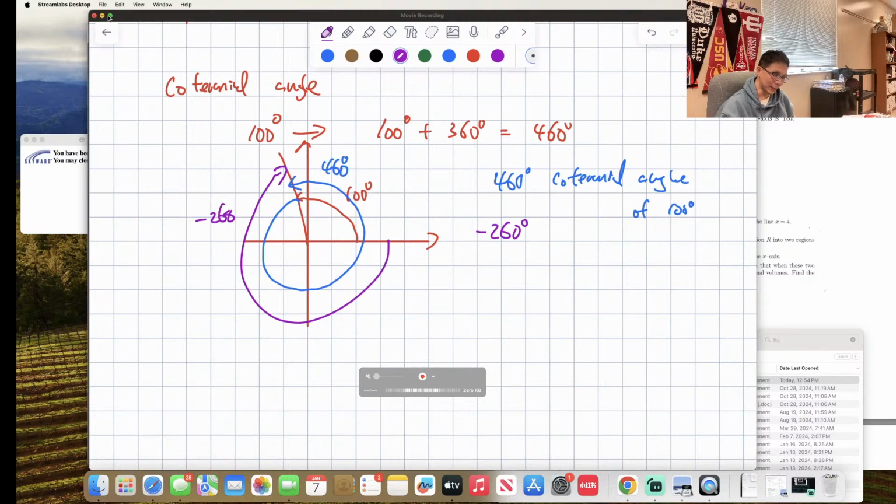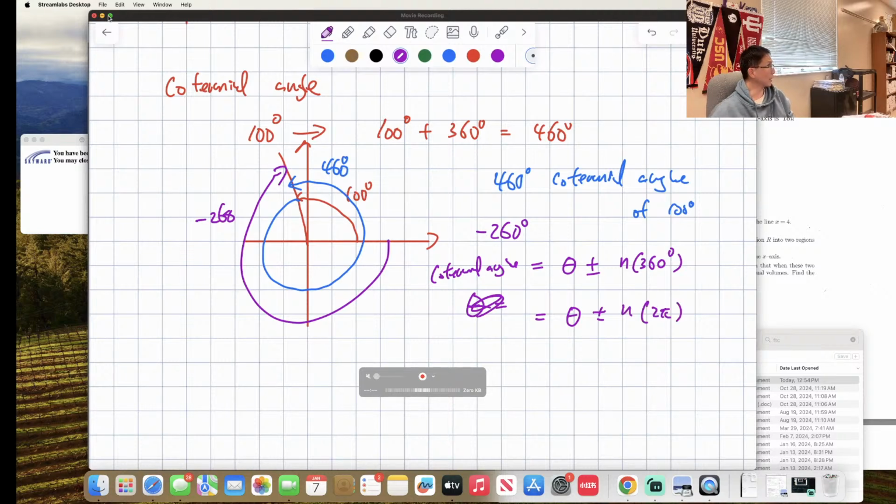Basically the formula for coterminal angle is theta, the coterminal angle, is equal to theta plus n times 360, or plus minus. So you can plus 360 or minus 360. Or it could be theta plus minus n times 2 pi. Why is it 2 pi? 2 pi is a circle. So I can add 2 pi.